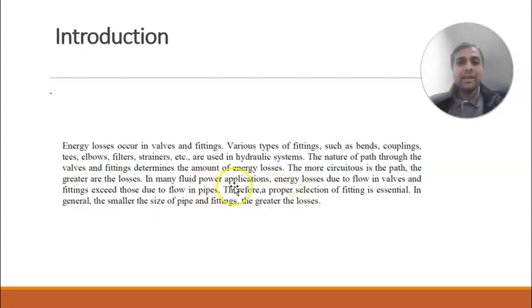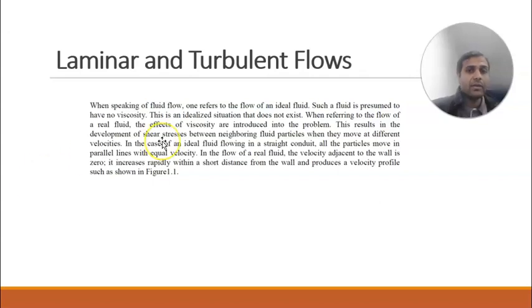In many fluid power applications, energy losses due to flow in the valves and fittings exceed the energy losses in the pipe itself. Imagine I'm using, let's say, 100 meters of pipe, and in it I have 50 fittings, because fittings divert the flow of water. And these 50 fittings are, let's say, 1 centimeter each, for example. So 50 centimeters. If I don't put these fittings in the proper place, the energy losses in these fittings, which are 50 centimeters in length, will be more than the energy losses in the pipe, which is 100 meters long. So we have to make sure we put them in the proper place. Then we have the definition of laminar and turbulent flow.